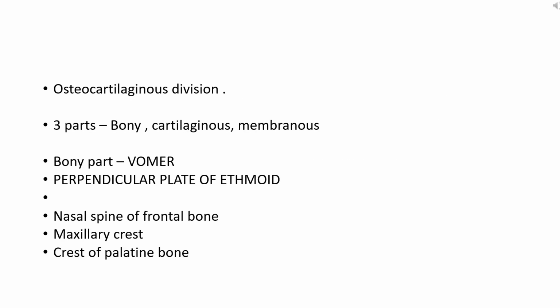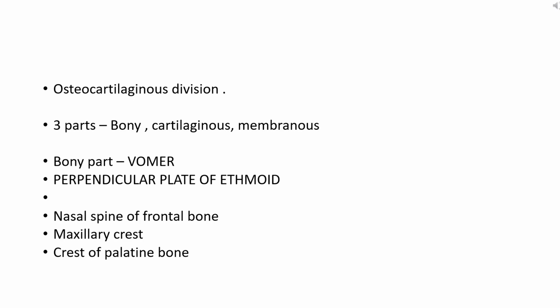So what is nasal septum? Basically, the nasal septum is made up of three parts: bony part, cartilaginous part and membranous part. The majority of the septum is formed of bones and cartilages. So it can be defined as an osteocartilaginous division dividing the complete nasal cavity into two equal halves. That is the nasal septum.